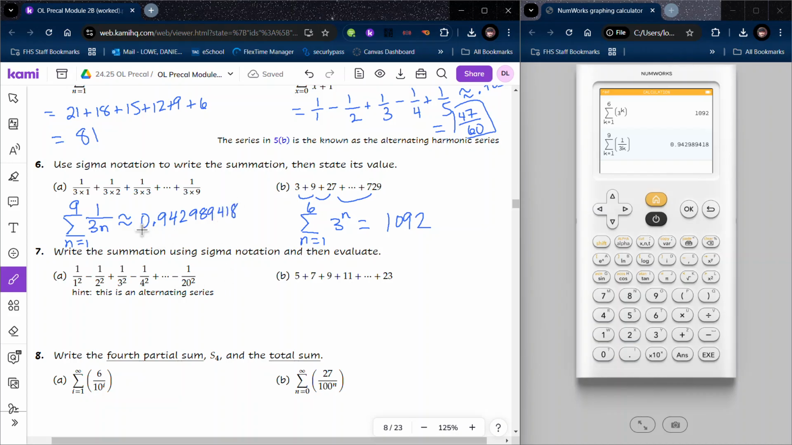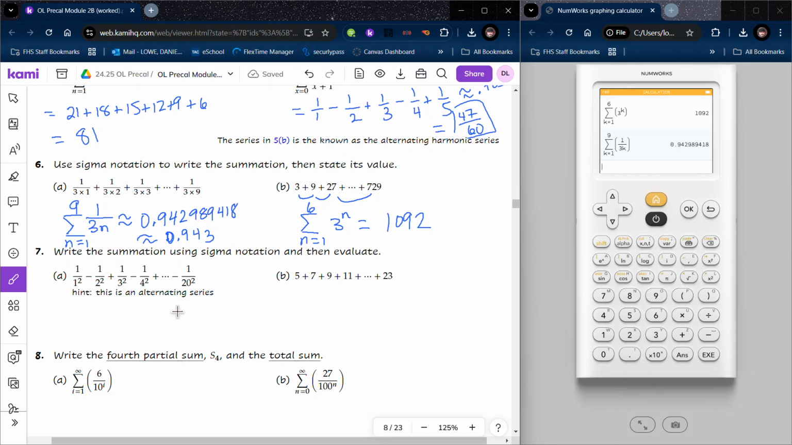0.942989418. Right? Which, of course, if you're going to do 3 decimal places, you could say it's 0.943 if I'm rounding. All right? We continue. We want to write another summation using sigma notation and evaluate.